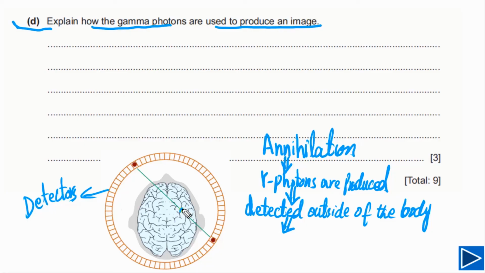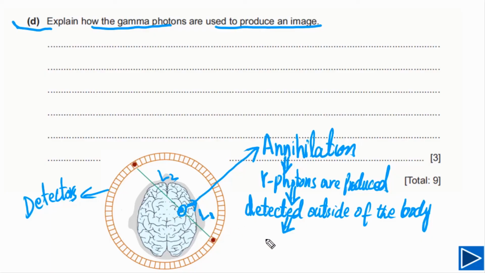If we look at the annihilation process, here annihilation is taking place. I will draw an arrow here. At this point annihilation is taking place, and the gamma photons travel in opposite directions. Let's say this distance from the annihilation position to the detector is L1, and this distance is L2. In this case L1 is not equal to L2, but the speed of gamma photons in the body is the same.